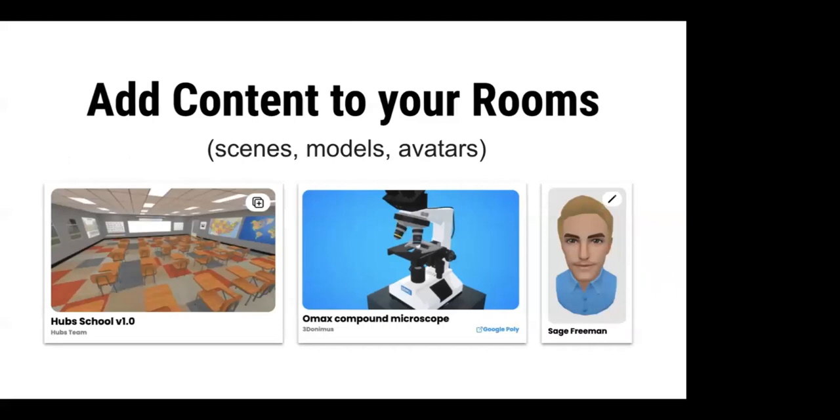Okay, here's the next feature. You can add content to your rooms, things like scenes. I can change the scene on the fly. I could put us on an island or in a classroom or in a conference room. Lots of different scenes available. Also, you can add models. I'm going to demonstrate that in a minute. And you can also add avatars. The reason you'd add an avatar to this room would be to allow other people to try on the avatar. So that is something you can do.